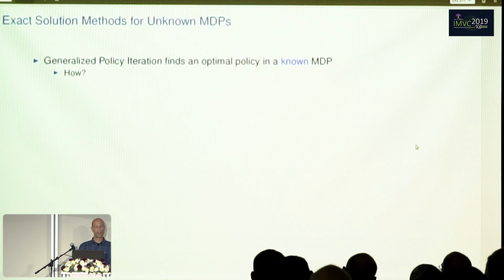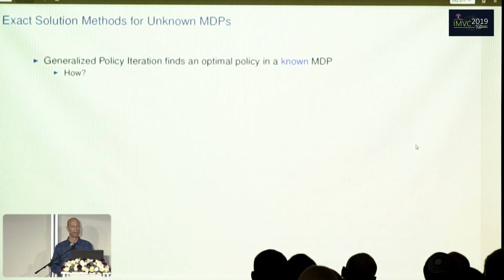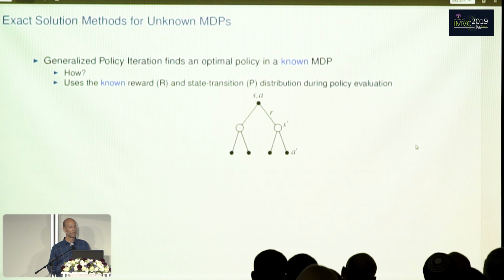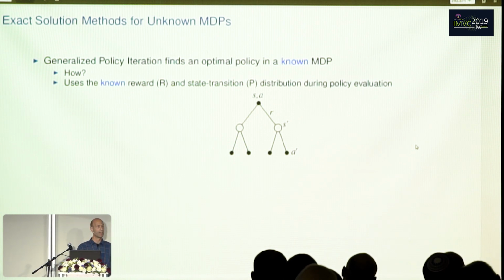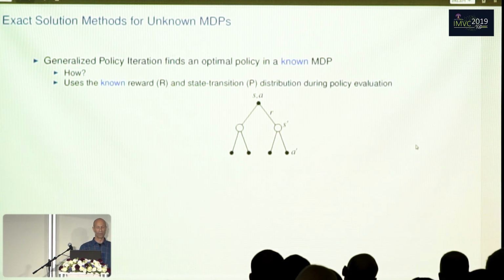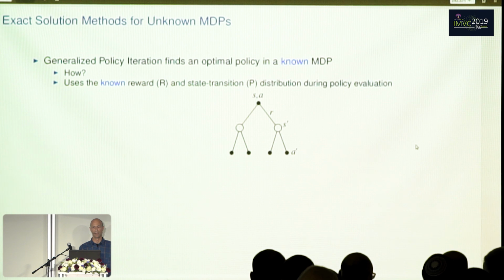Okay, so we've seen that generalized policy iteration finds an optimal policy in a known MDP. Where do we use the fact that we know the MDP? The place we use that is that we assume that we know the next state distributions, P, and the reward distribution, R. We assume that we know the probabilities that given the agent taking an action, what's the probability distribution of the next state. We use it to compute these expectations as the right-hand side.